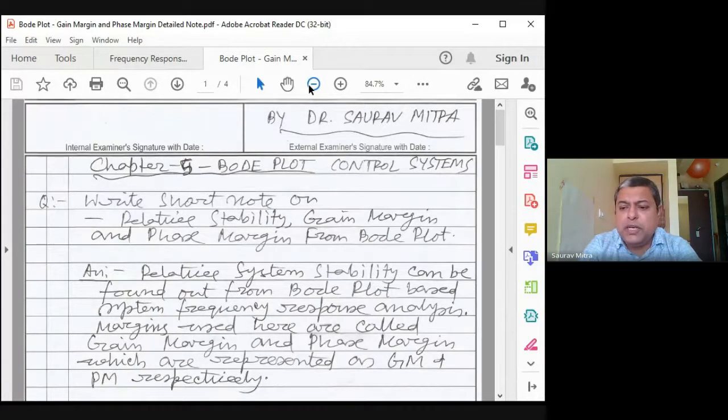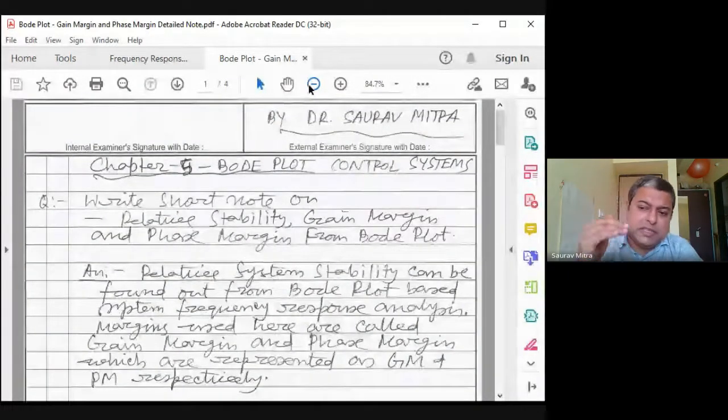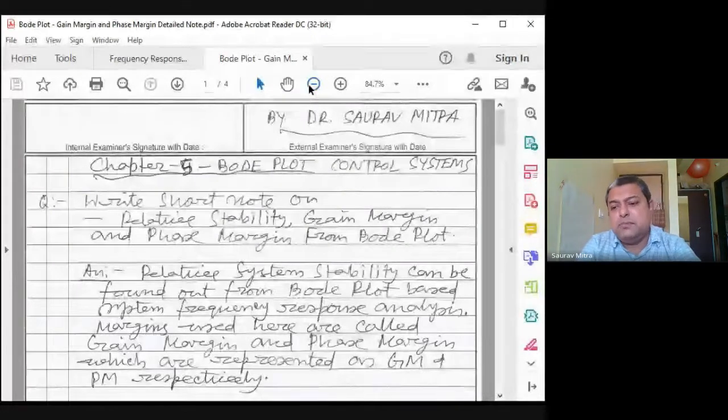Whenever it's a first order pole, let it be 1 by s plus 1, let it be 1 by s plus 5, let it be 1 by s plus 100, all these are first order poles. They will generally be providing you attenuation. So a pole gives attenuation. If it is a zero, zero means it is at the numerator: s plus 1, s plus 5, s plus 10, s plus 100. So zeros actually give you gain.